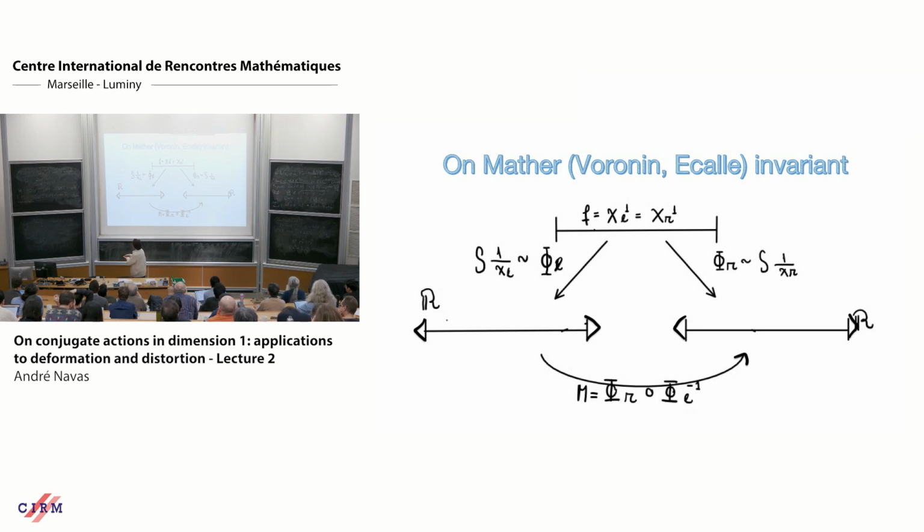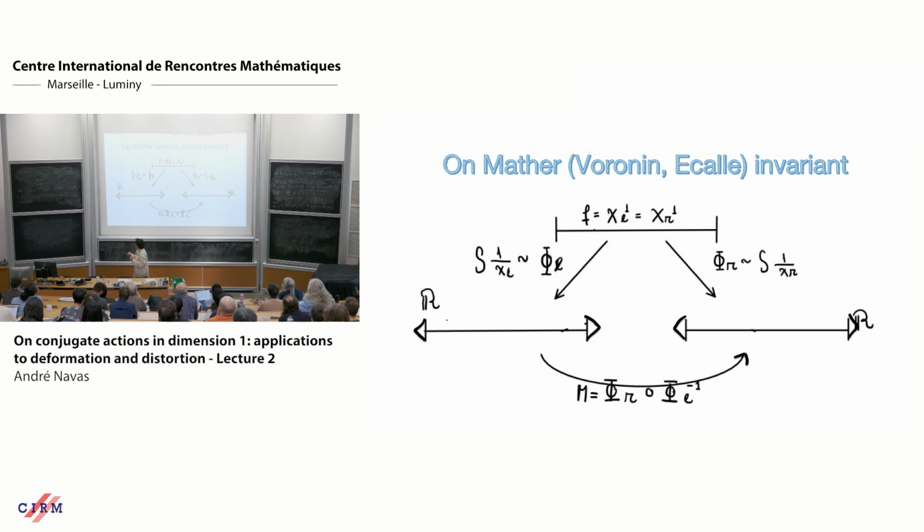So using the vector field on the left, you can parameterize the interval as the real line so that f becomes, after change of coordinates, the translation by 1. And the same on the right. And then you have the change of coordinates. The change of coordinates is just a diffeomorphism of the real line of the same regularity class of f that commutes with the translation by 1. But it is a diffeomorphism. It is not necessarily a translation. And this is the Mather invariant of f.